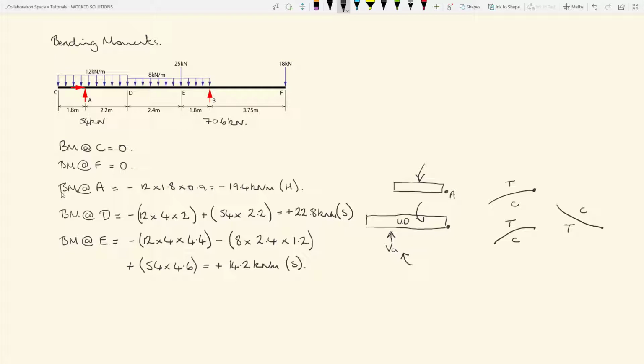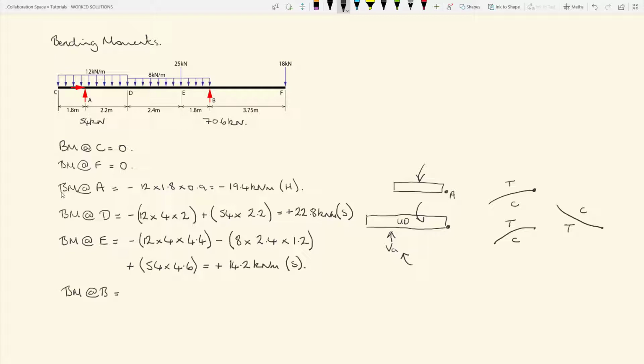Now if we work from the other end of the beam, so we're going to work from the right hand end towards B, so we're going to take moments about B, so the bending moment at B, and we only have one load acting, that's the 18 kilonewtons to the end of the cantilever.